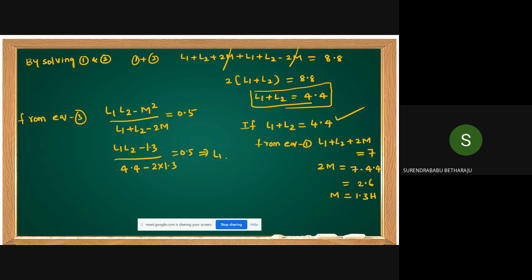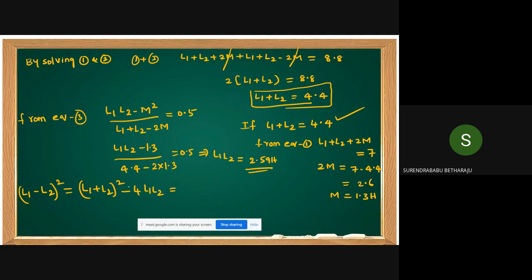Then from this you can calculate L1 into L2. How much L1 into L2 you can get, students? 2.59 Henry. Once you know L1 into L2, then I'm writing L1 minus L2 whole square. A minus B whole square equal to A plus B whole square minus 4AB. That is L1 plus L2 whole square minus 4 into L1 into L2.